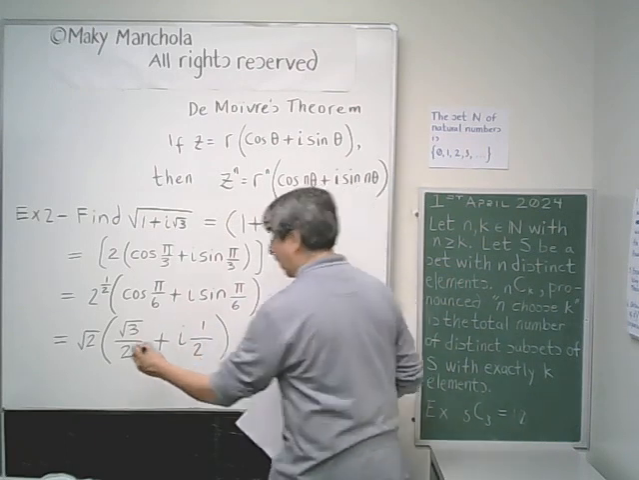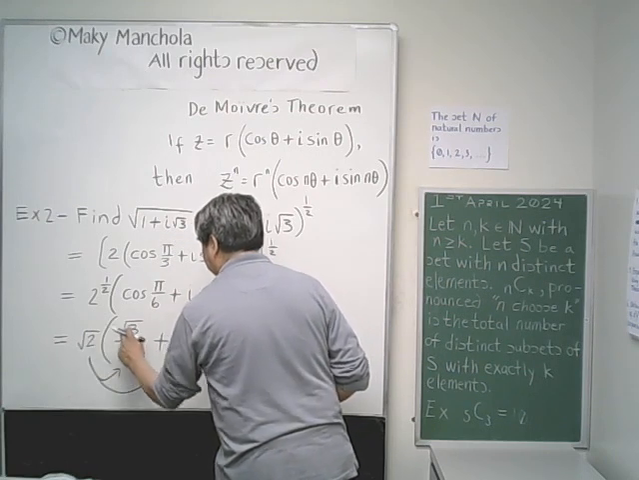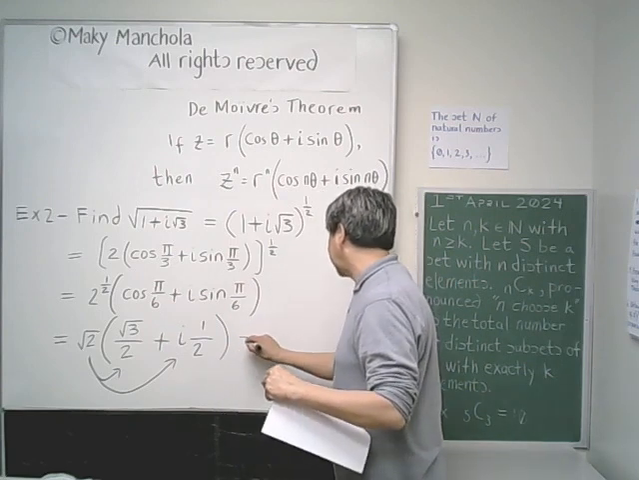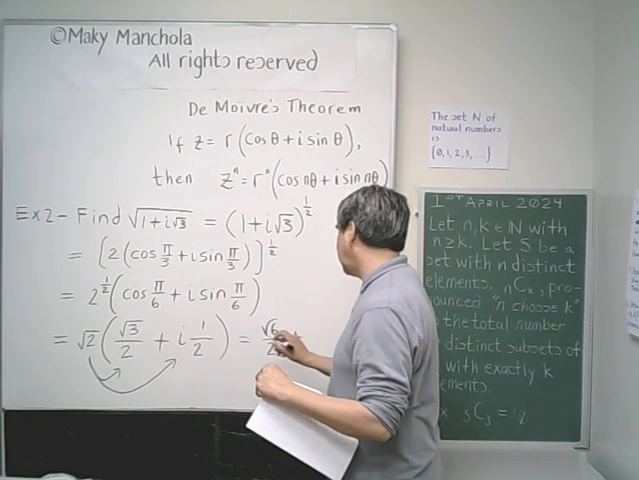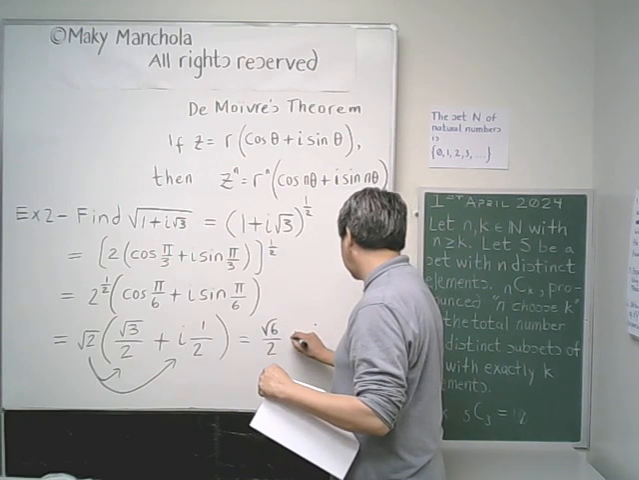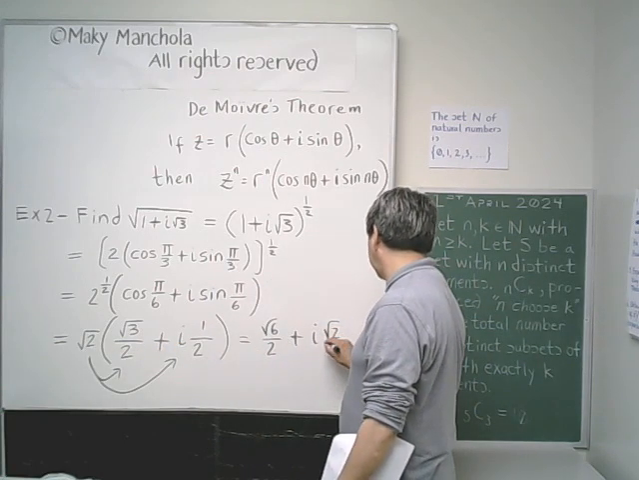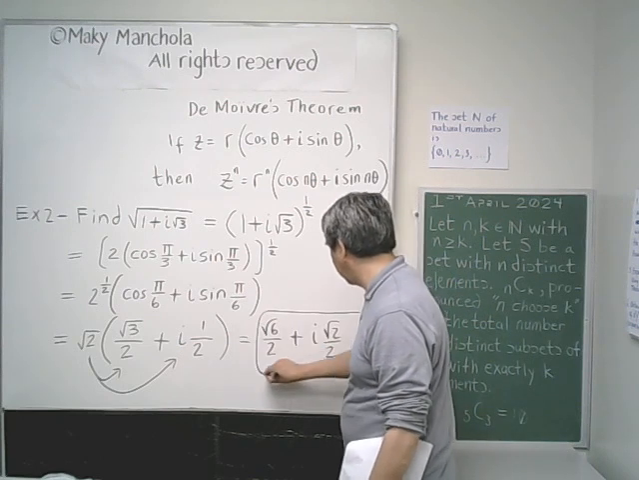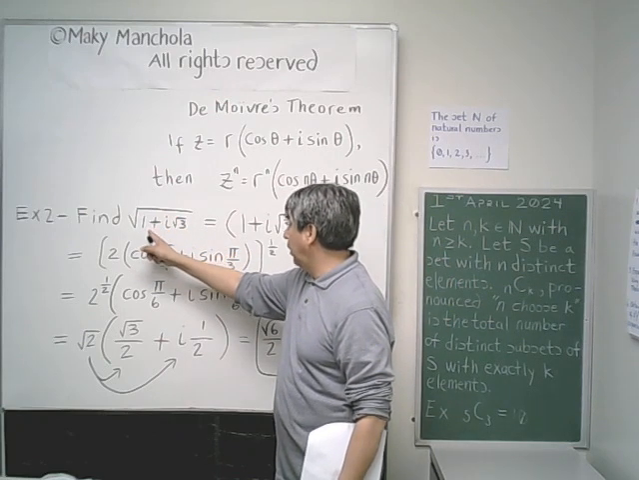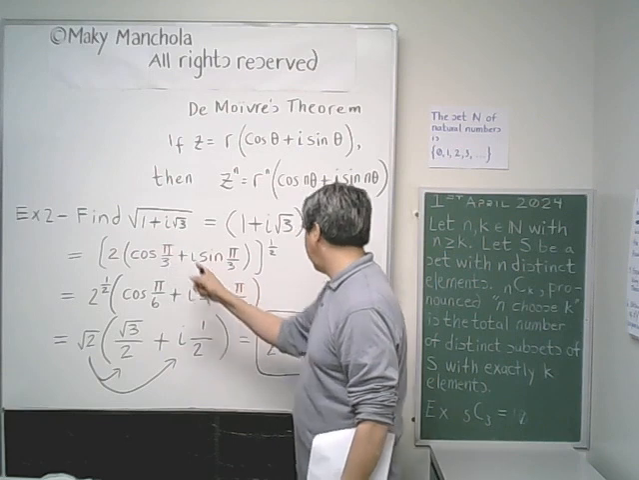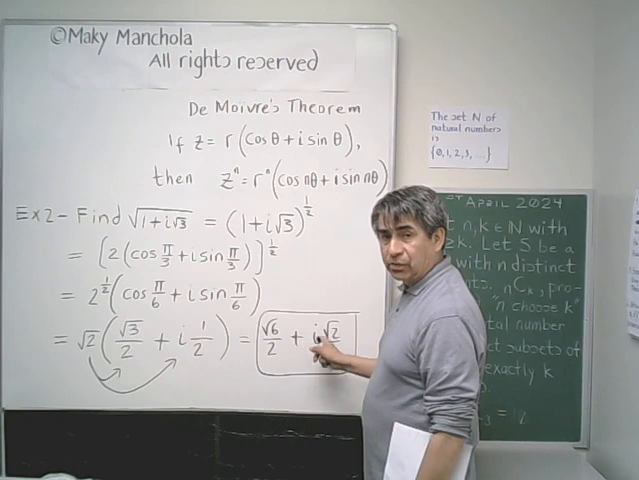To finish the job, I distribute the square root of 2. Square root of 2 times square root of 3 becomes the square root of 6. So we get the square root of 6 over 2 plus i times square root of 2 over 2. So there is my result. The square root of 1 plus i square root of 3 equals the square root of 6 over 2 plus i square root of 2 over 2.